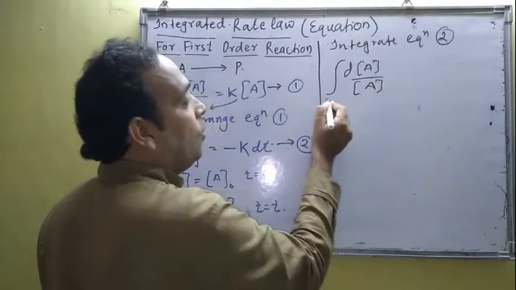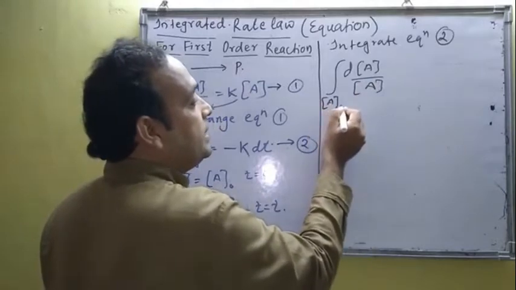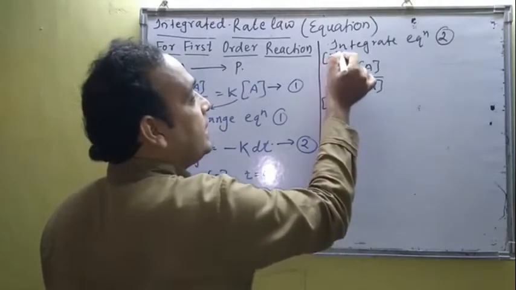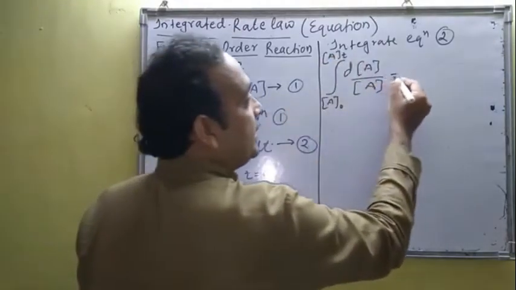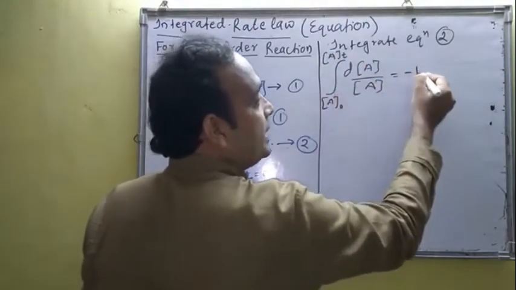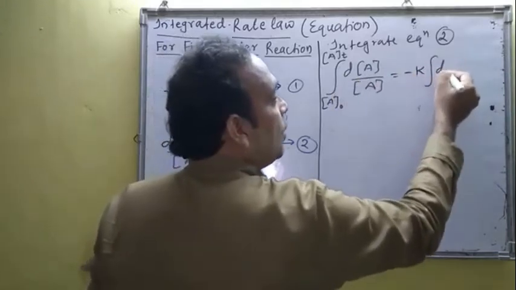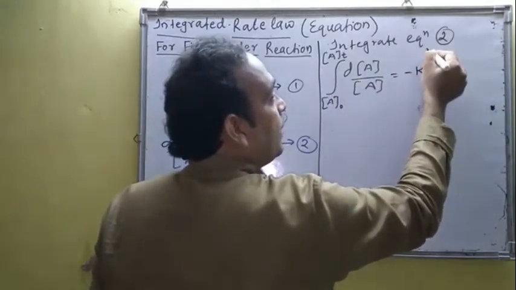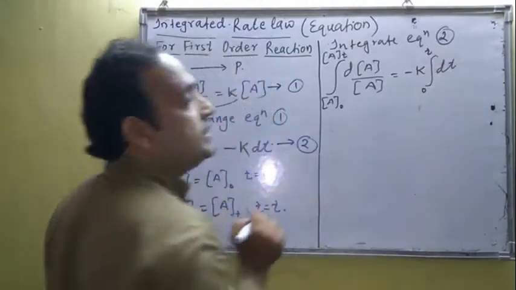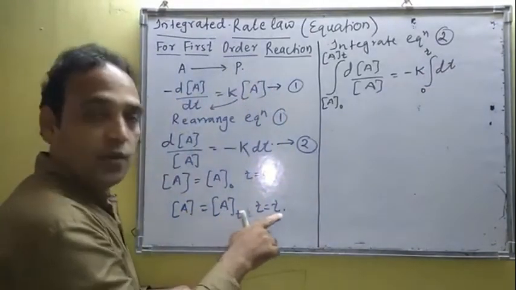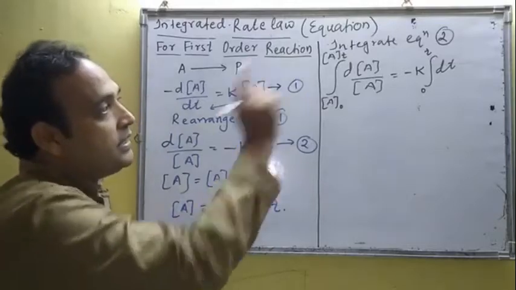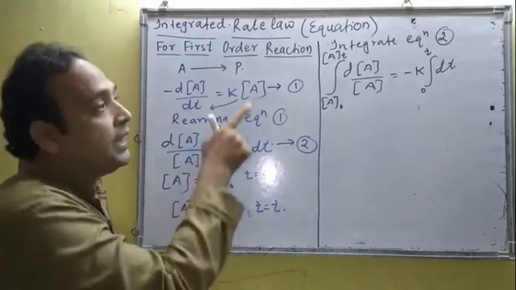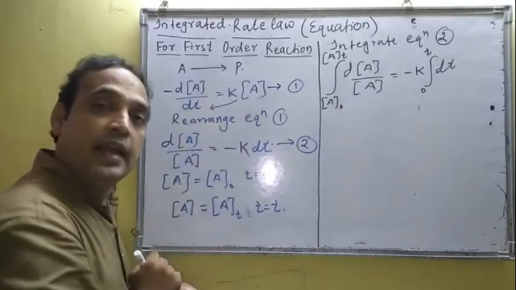Okay, now the lower limit is A0 and the upper limit is At, and this is equal to minus K, which is a constant, integration of dt, with upper limit t and lower limit t equal to 0. Okay, so this is the integration of this equation, and this is called the integrated rate equation.